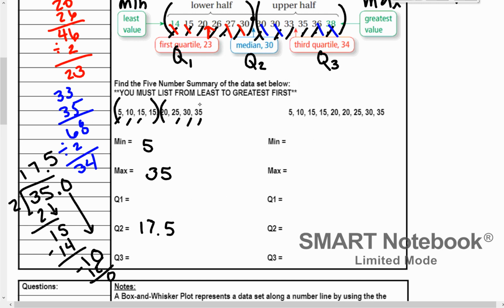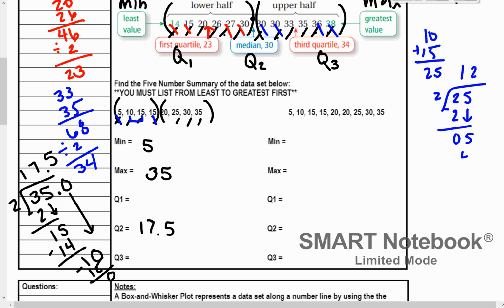Now we have two numbers left in the middle, so we include the 15 with the lower half, 20 with the upper half. And we repeat those steps. So we find our Q1, which is the lower half. Cross off, cross off, we're left with 10 and 15. So we add 10 plus 15, 25. We divide 25 by 2, goes in there once. 2 goes into 5 twice, that's 4. We have a 1 remainder. So we add a decimal and a 0, bring it down. 2 goes into 10 5 times. This ends up being 12.5.